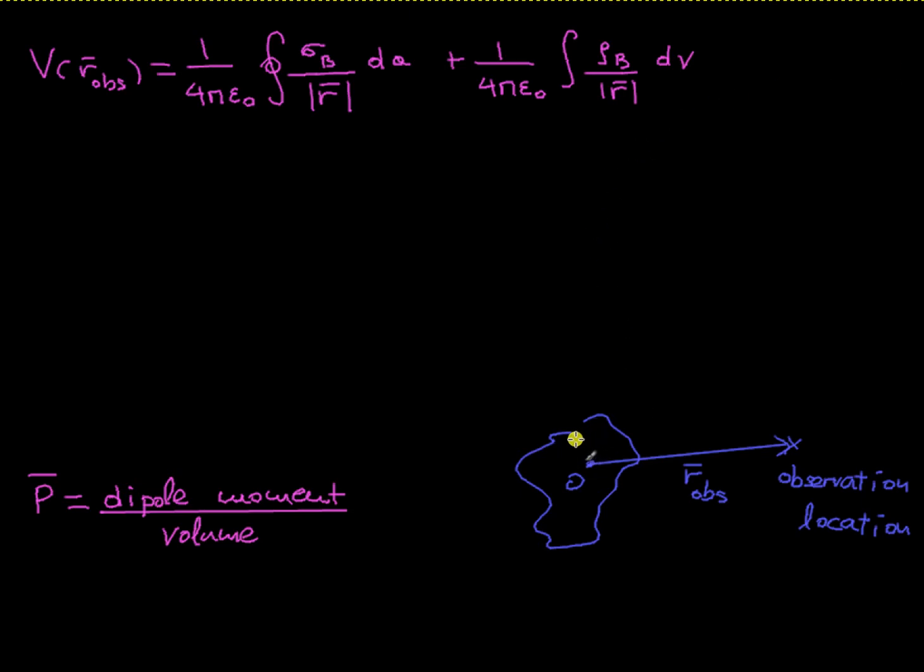If this over here is my insulator, then the potential at the observation location is a sum of two integrals. One will be a surface integral and one will be a volume integral. The first one is 1 over 4 pi epsilon naught, the constant, a closed surface integral of a surface charge density sigma sub b over r, and I want to remind you what is r.